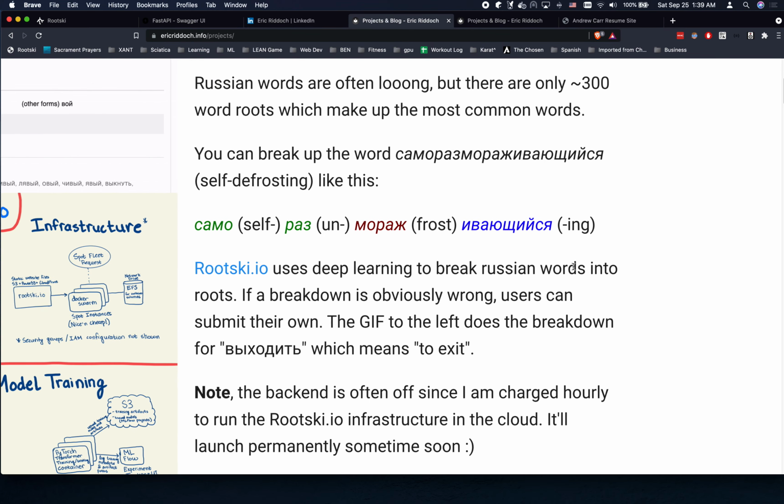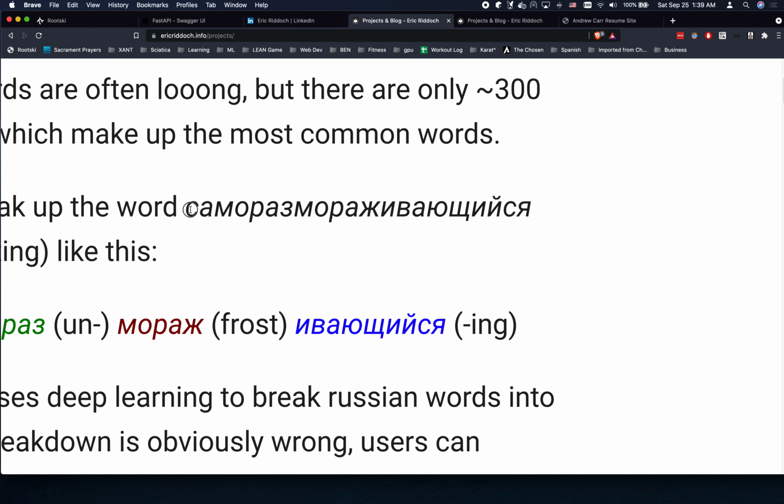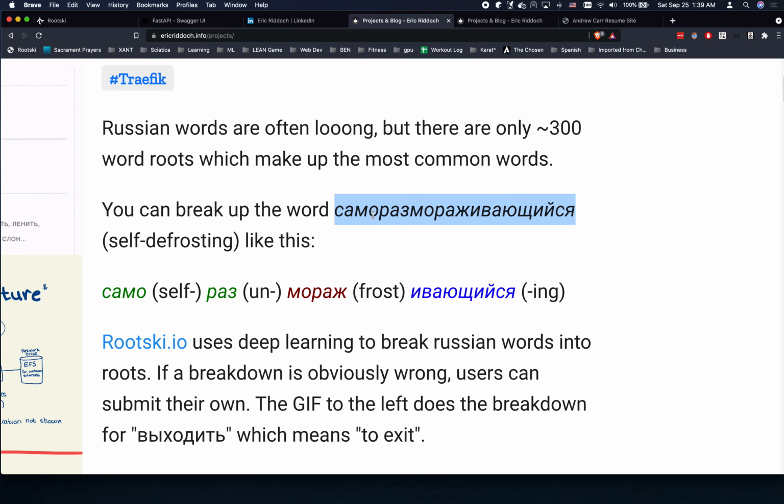So check this out. This word right here is a really long word. This word means self-defrosting in Russian. So you say it samorazmораживающийся. So yeah, super long word. I think it's like 13 syllables or something.